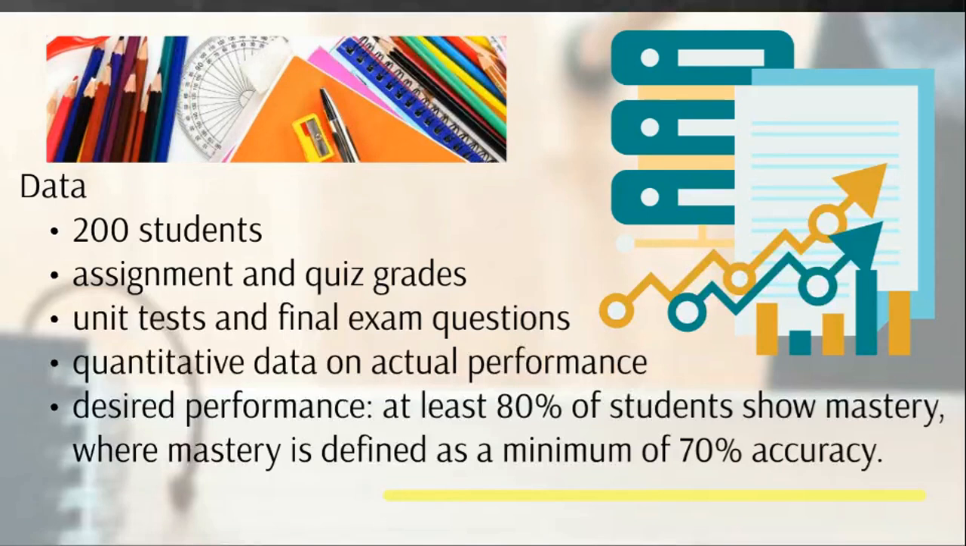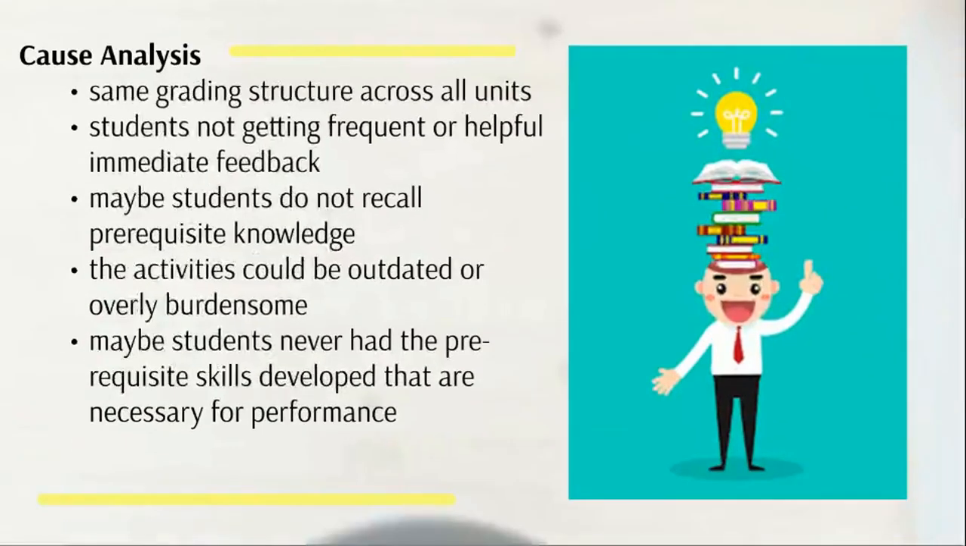At this particular school, the desired performance for each student's learning objective is that at least 80% of students show mastery, where mastery is defined as a minimum of 70% accuracy. The cause analysis investigates what is causing the performance gap. Based on the instructor, possible causes are probably unrelated to consequences or incentives because the grading structure is the same across all units. However, this unit seems to be the most problematic.